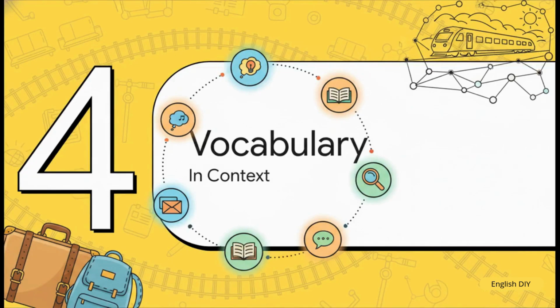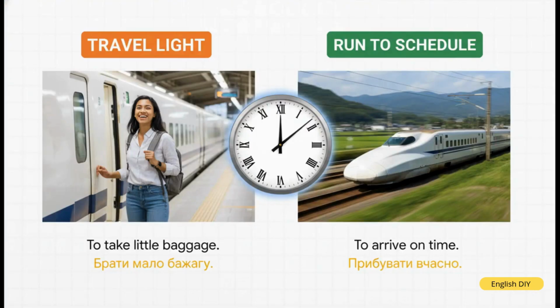All right, on to Section 4, useful vocabulary in context. Learning words in a real sentence is always the best way to go. Let's practice 2 really crucial phrases. The first one is travel light. Travel light. This just means to take very little baggage with you. For example, you might say, I don't like carrying heavy bags, so I always travel light.